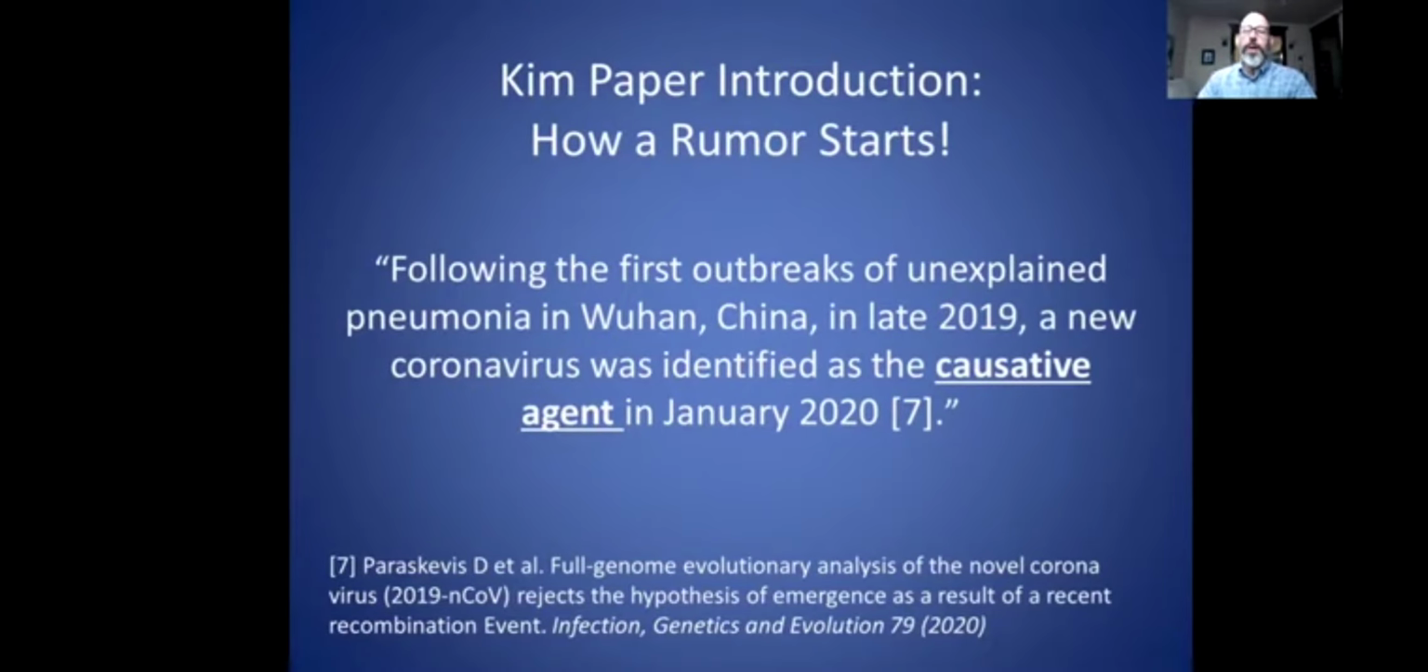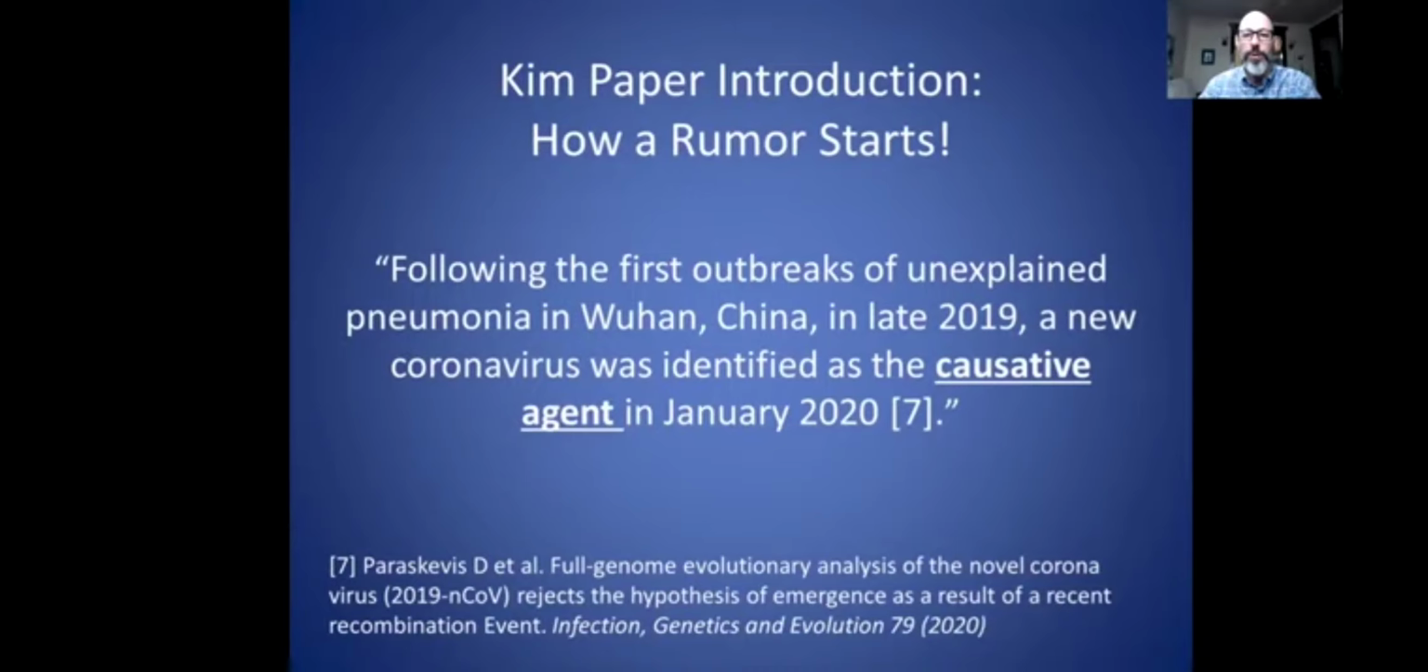But back to the Kim paper, because the Kim paper has something really problematic. And this doesn't come from the conclusion, it comes from the introduction section. In their introductory section, they said basically that a new coronavirus was identified as the causative agent of this unexplained pneumonia in January 2020. Now, this is a very bold statement.